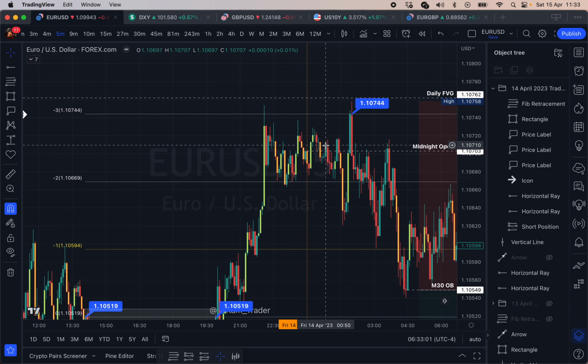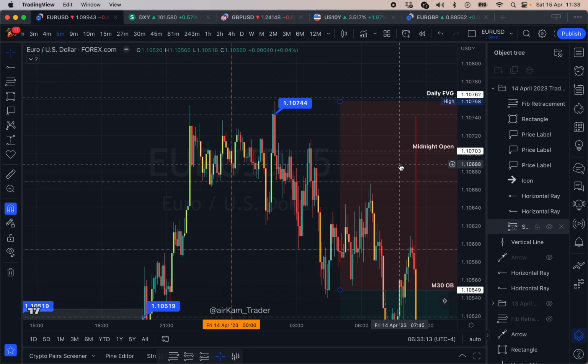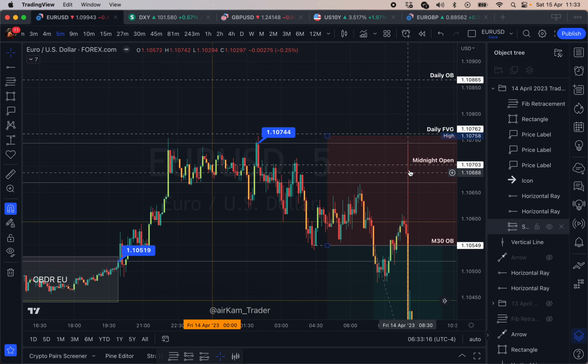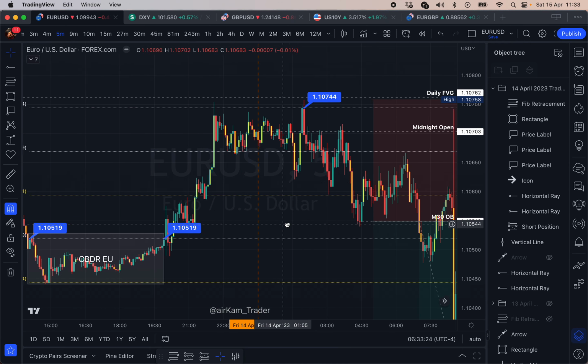London raided Asia. And see here, this is the projected CBDR range. And look, the candle body respected it to the pip. Can you see that? And this was indeed the high of the day. We even had a crazy wick at 8:30 news, but it was respected because this was going to be the high of the day. And I took multiple shorts off the back of this.